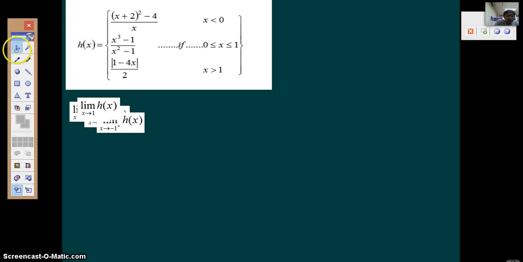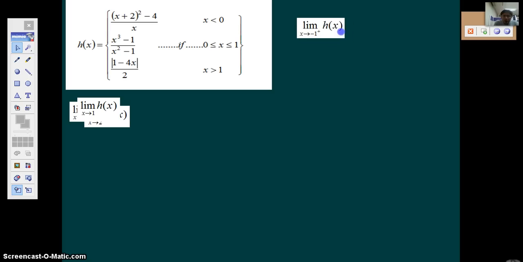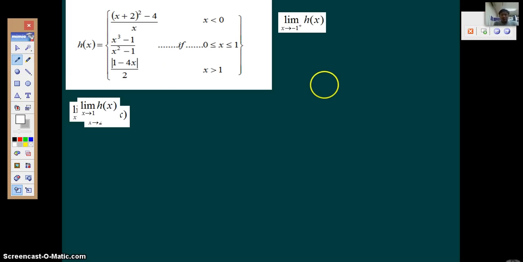Let's have this first. What is the limit of h of x as x approaches -1 from the right? Approaching -1 from the right means you're approaching values near -1 from its right side. But it's simply in this condition, less than 0, because -1 is less than 0. So any values approaching -1 from the right are also in this condition, so we will use this condition.